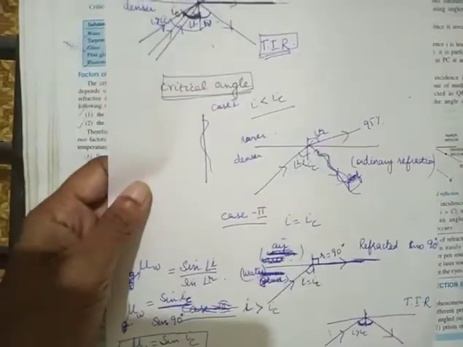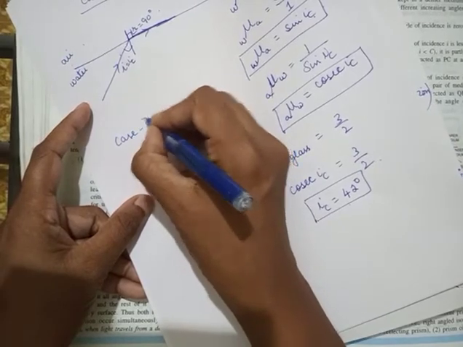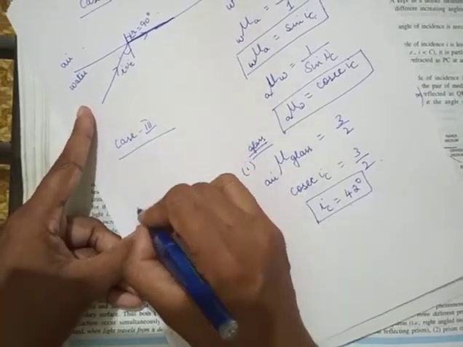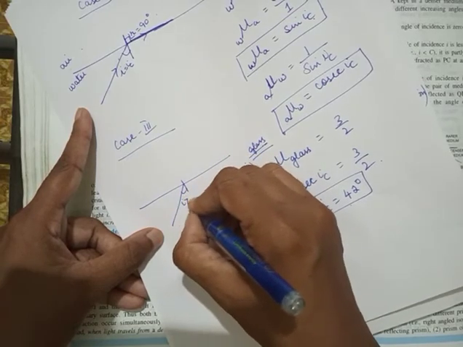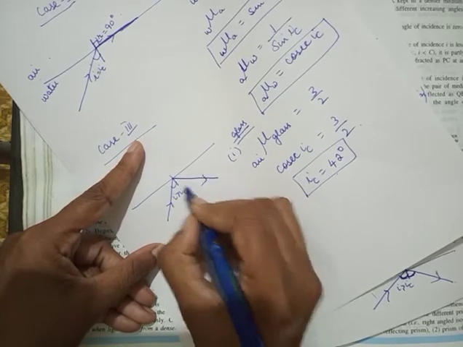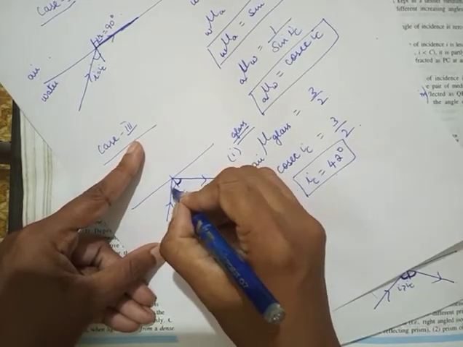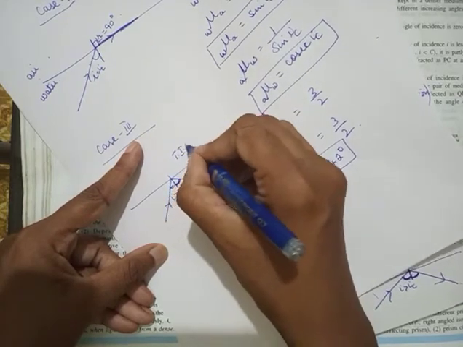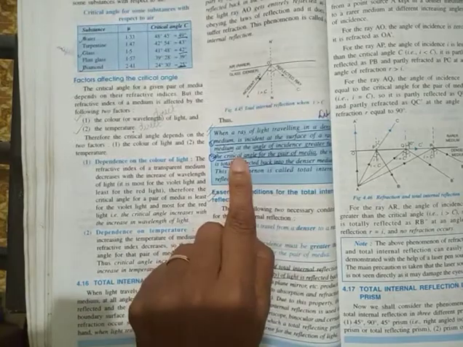Now, as I told you, we are going to focus mainly on case 3, that is total internal reflection. Whenever the angle of incidence is greater than the critical angle, the ray will be totally internally reflected into the same medium, and this angle will be equal to this angle. This is called total internal reflection. So the definition we have done.